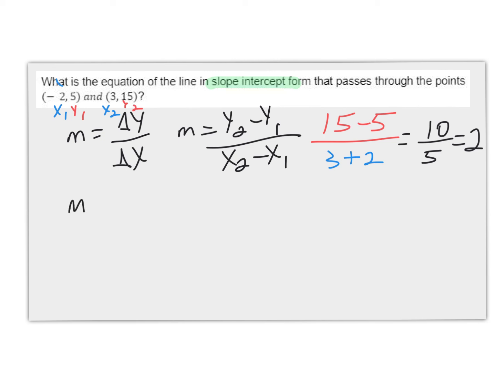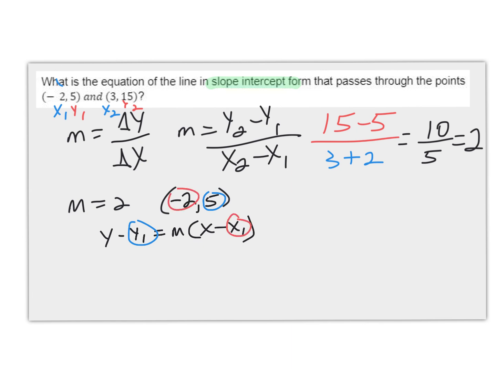So now we're writing an equation that has a slope of 2. And we just need to use one of these points. So I'm going to pick one of them. I'm going to use negative 2 and 5. So it's going to go through negative 2, 5. Well, I have to start with point slope form. So that's y minus y1 equals m times x minus x1. Okay. Well, again, I'm going to replace y1 with the y that was given, and I'm going to replace the x1 with the x that's given.